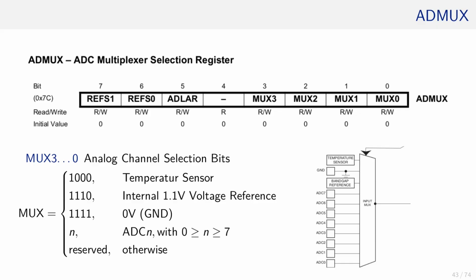Therefore, the last setting in the ADMUX register defines what analog input is selected. Apart from the pins ADC7 to ADC0, also the temperature sensor, the bandgap reference, and ground can be selected as well. These inputs are also called channels.